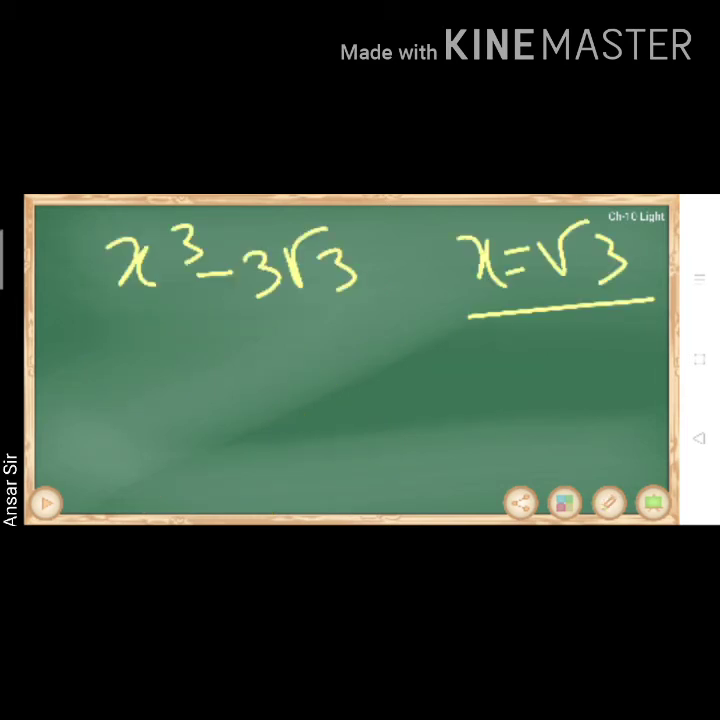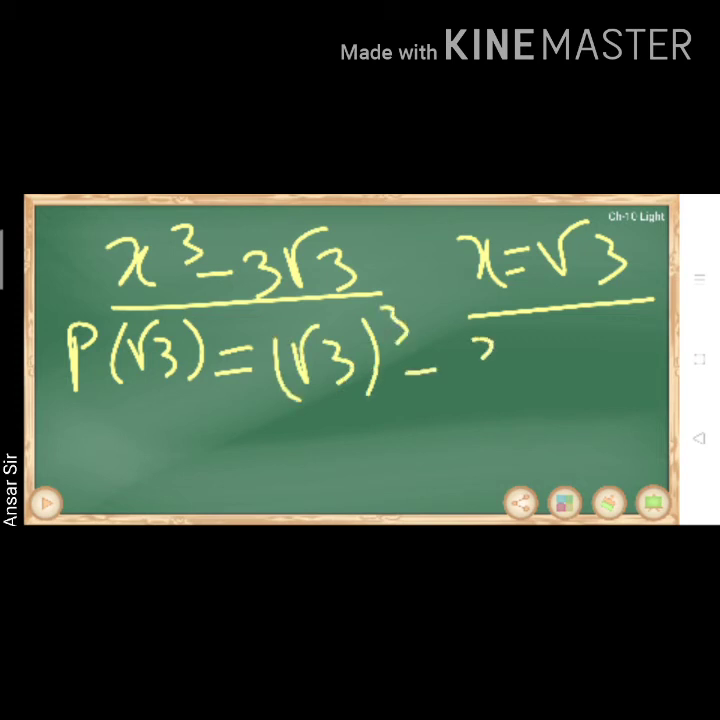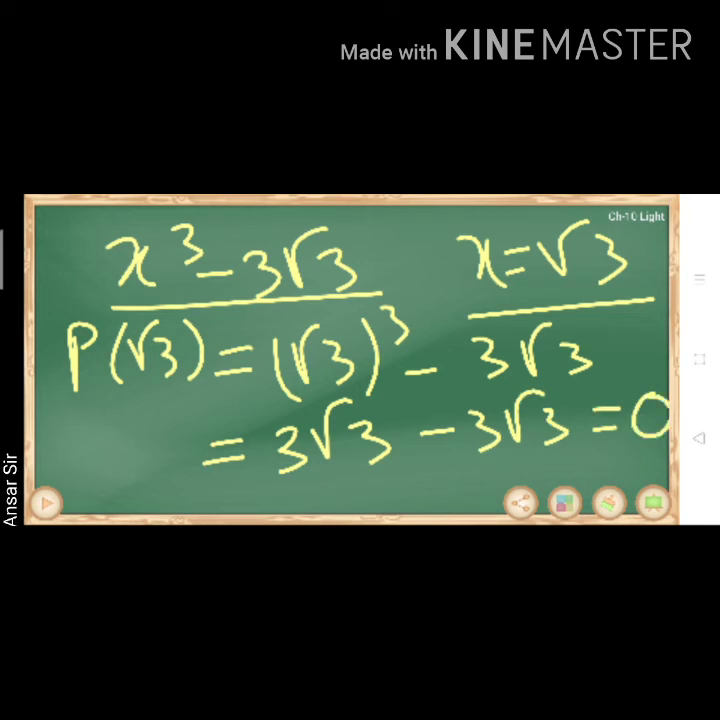Next, p of root 3: we have to check whether p of root 3 for this polynomial is 0 or not. So root 3 cube minus 3 root 3. Root 3 cube means 3 root 3, minus 3 root 3. So it becomes 0. So yes, x equals root 3 is a zero of this polynomial.